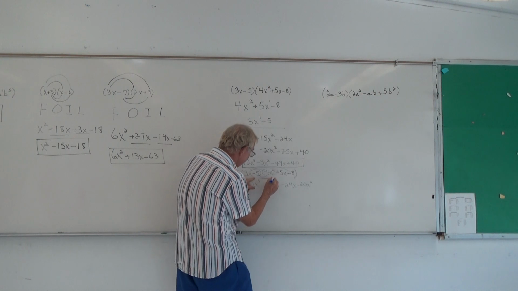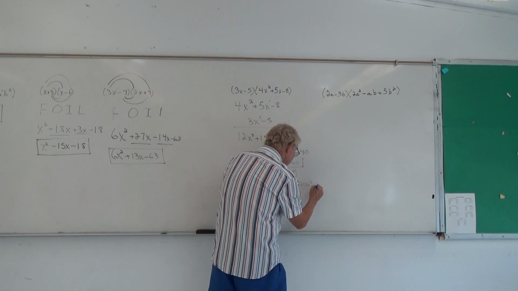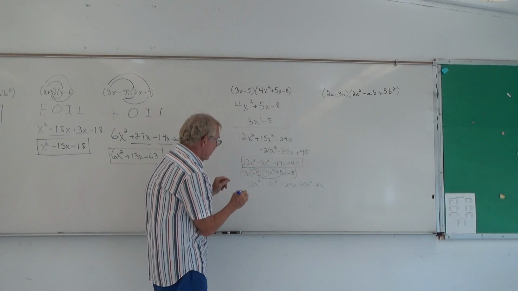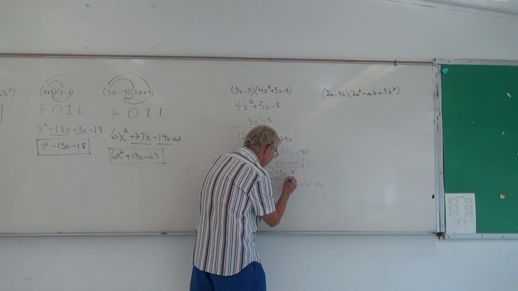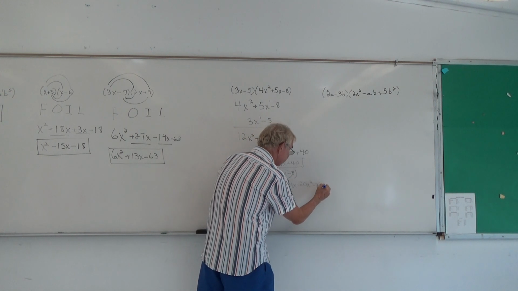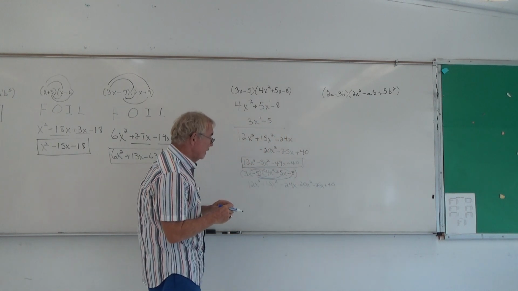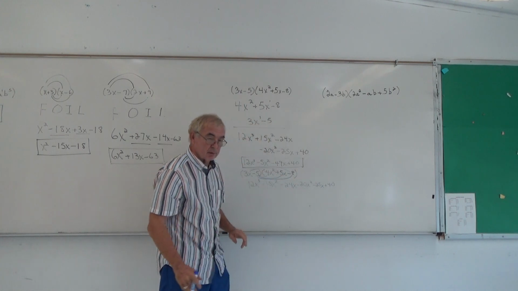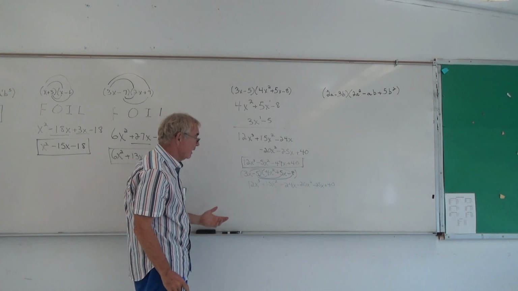-5 times +5 is -25x. And then your constant terms, -5 times -8 is +40. Now, if you wanted, I could have lined these last three terms up under the appropriate one, but in the past, a lot of my students said, no, we can look at it now.